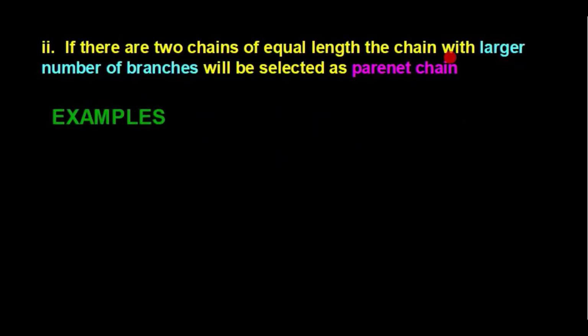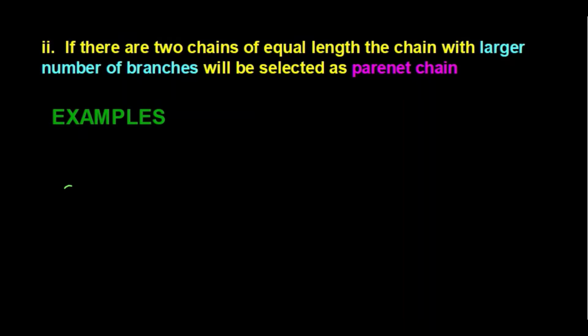Now students, the next rule is if there are 2 chains of equal length, then the chain which contains the larger number of branches, the larger number of substituents, will be selected as the parent chain. If 2 chains are of equal length, then the chain which contains the larger number of branches or substituents will be selected as the parent chain. Now we will understand this rule with the help of some examples.